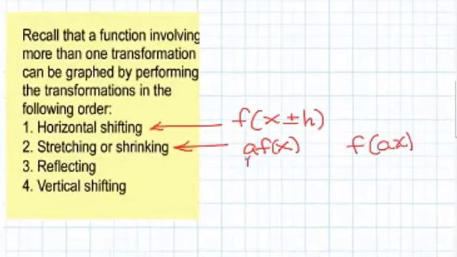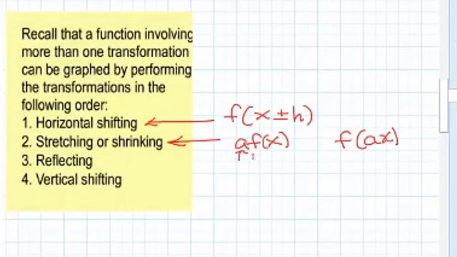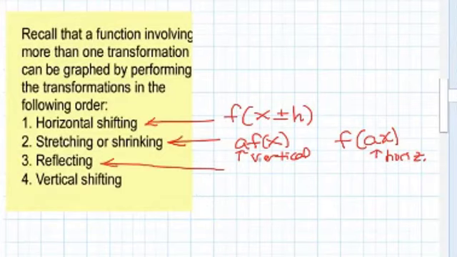If it's on the outside, you get a vertical stretch, or a vertical compression if the number is a small fraction, or if it's on the inside, you get a horizontal stretch or compression. If the number is bigger, you get a compression. If the number is smaller, between 0 and 1, you're going to get a stretch actually away from the y-axis horizontally. And then next, you're going to do any reflecting.